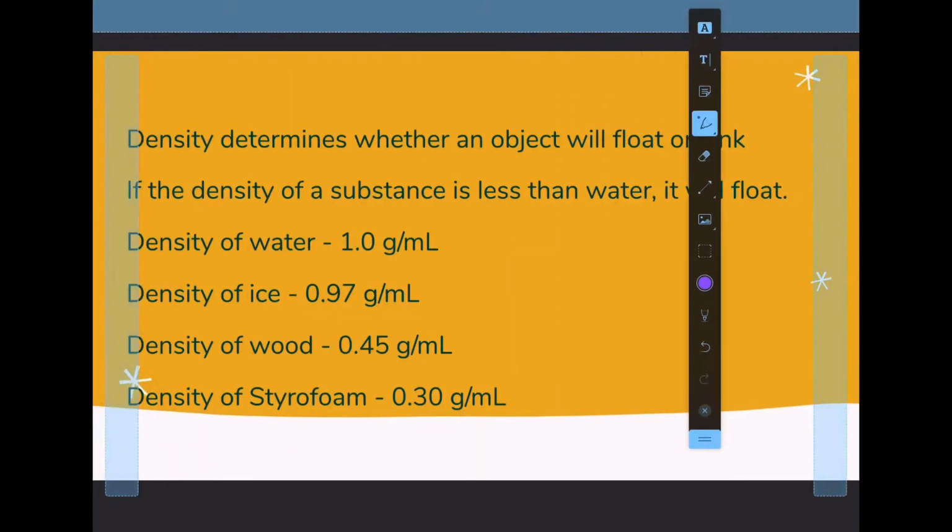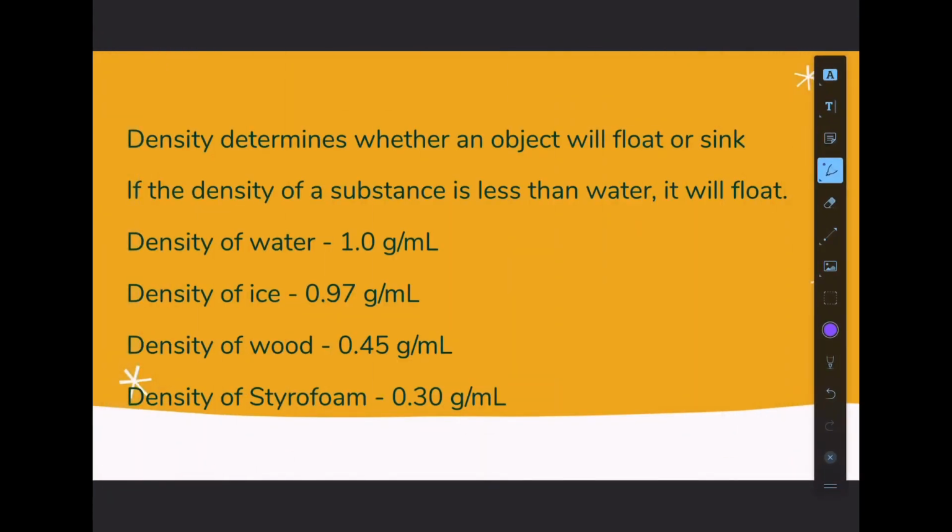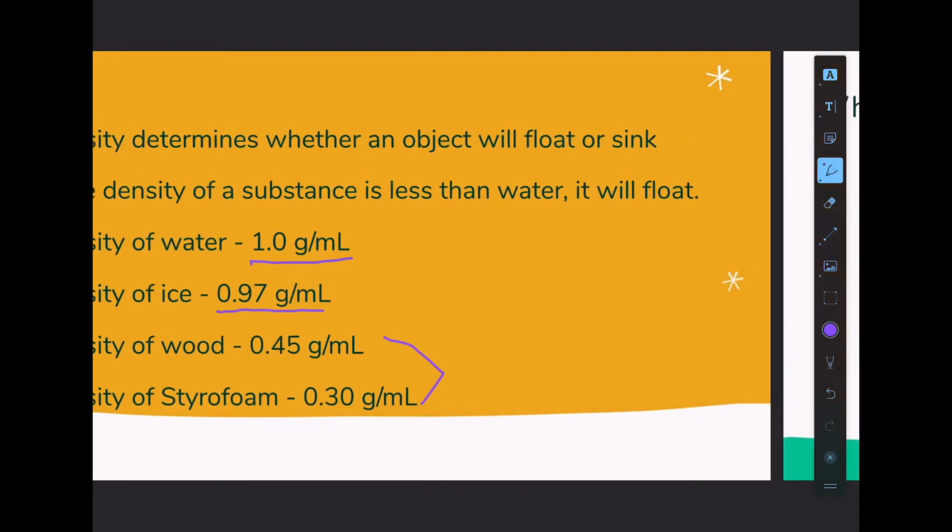Some examples: density determines whether an object floats or sinks in water, or in any other liquid, really. If the density of the substance is less than water, it will float in water. Our density of water here is 1 gram per milliliter, and the density of ice is actually 0.97 grams per milliliter, which is why ice floats. Wood and styrofoam both have lower densities than water, so they float too.